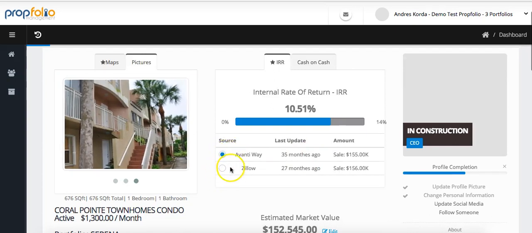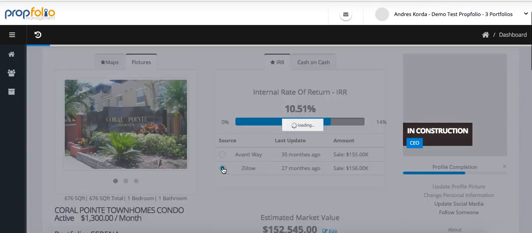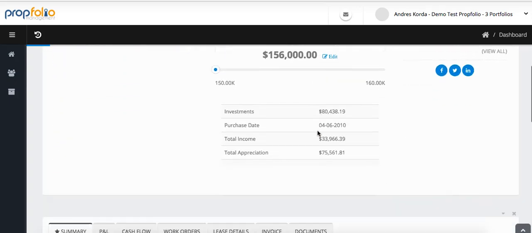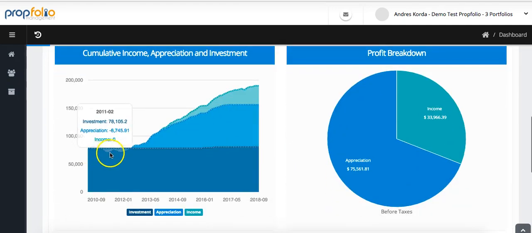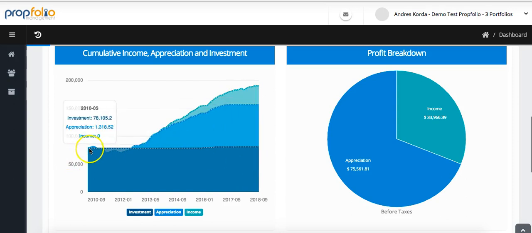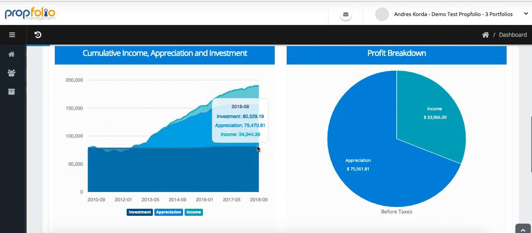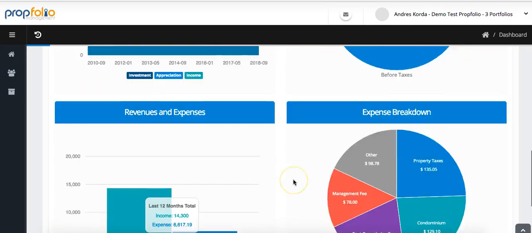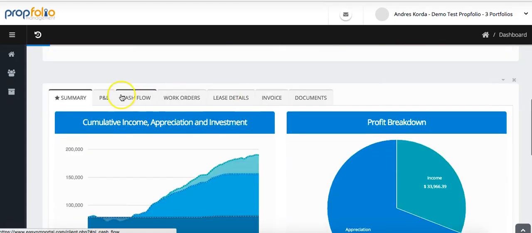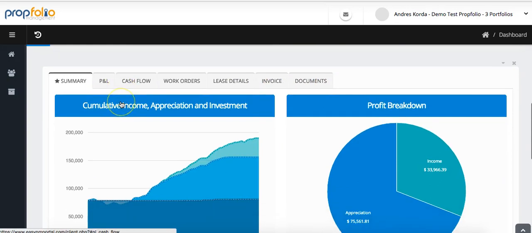Would you like your broker's valuation? You want your Zillow valuation, and as you click on it, it changes specifically from one place to the other and recalculates. Okay, now you have how much your investment was for, the purchase date, total income, the total appreciation, some specs, and then you have even a graph of how your investment has behaved in terms of income, appreciation, and the investment itself, which stays constant throughout the time from 2010 when it was purchased until the moment that you're visualizing this. It has the same visualization tools here that the portfolio has, but for a particular property.